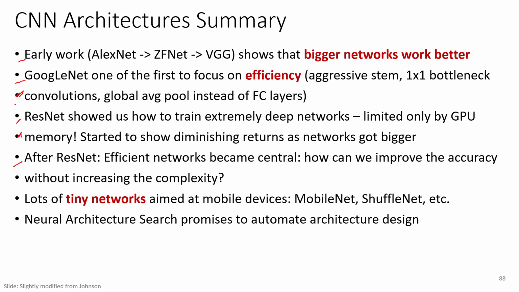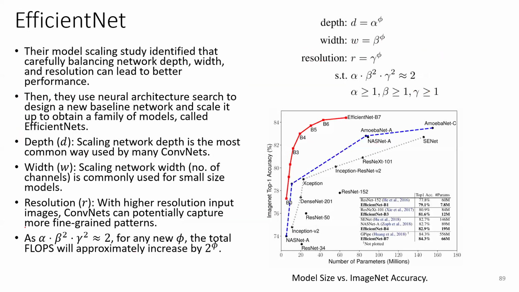After ResNet, efficient networks became central. How can we improve accuracy without increasing the complexity? So lots of tiny networks are for mobile devices: MobileNet, ShuffleNet, and others. Neural architecture search promises automatic architecture design. Then I want to briefly talk about EfficientNets also. This is also a very important contribution.